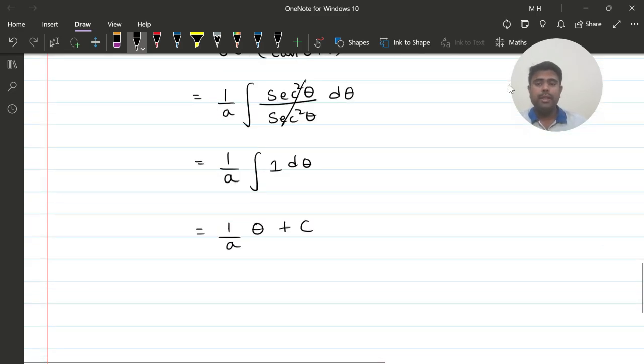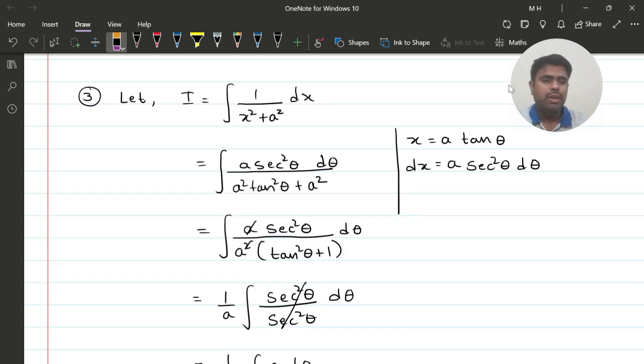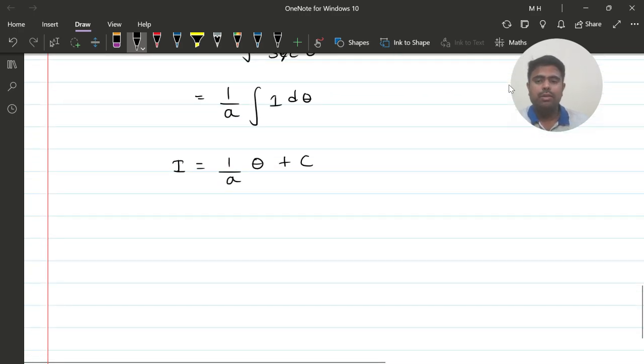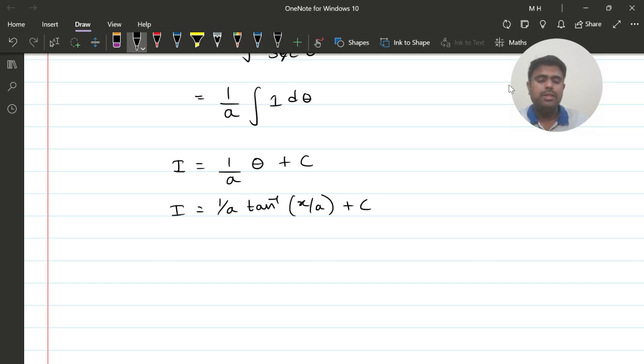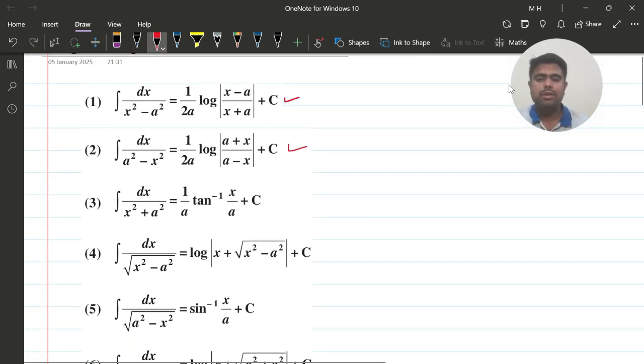Okay, now what we need is not the integral in theta, I need the integral in x. So now we have substituted what? x equal to a tan theta, right? So this implies x by a equal to tan theta. Tan moving to this side becomes tan inverse. So tan inverse of x by a is equal to theta. Therefore I equal to 1 by a tan inverse x by a plus c. So this is going to be the integral. This is what they have asked us to prove, right? So that's all. This is done.